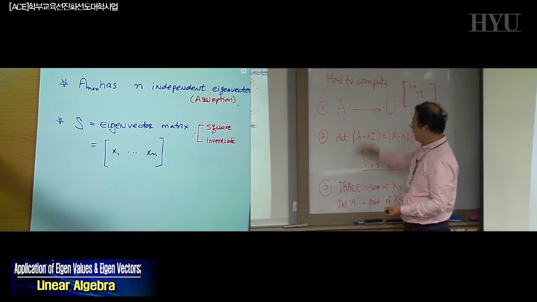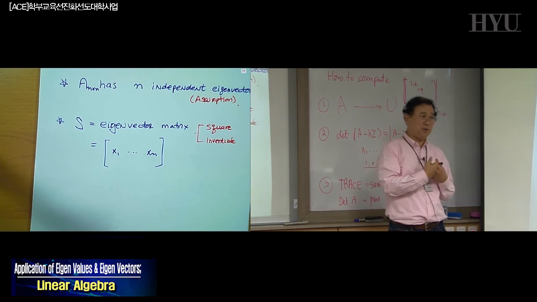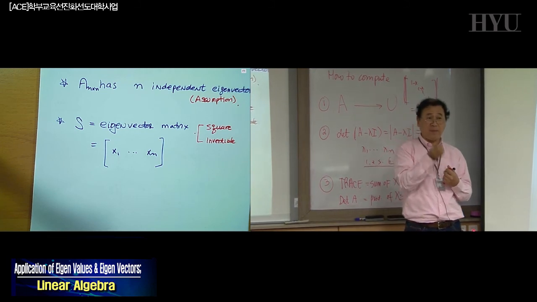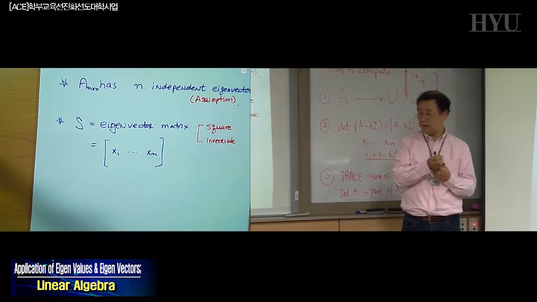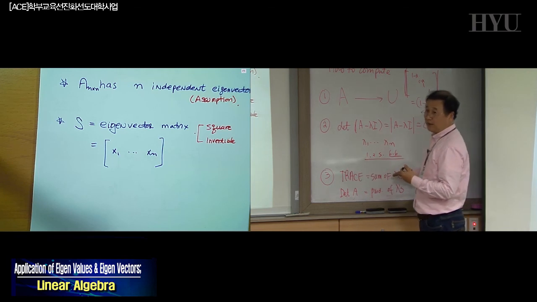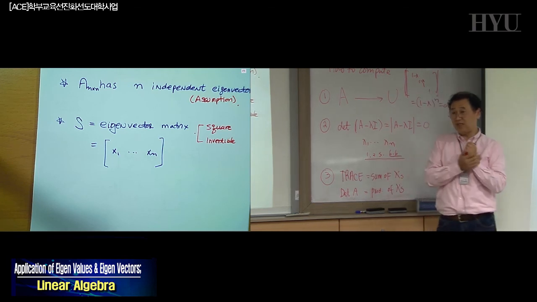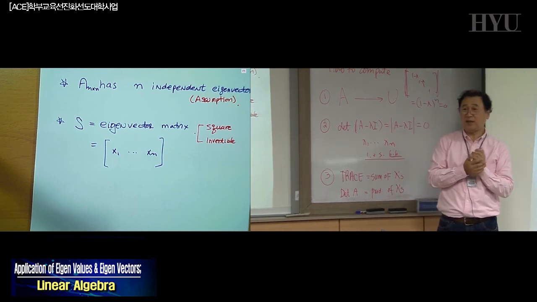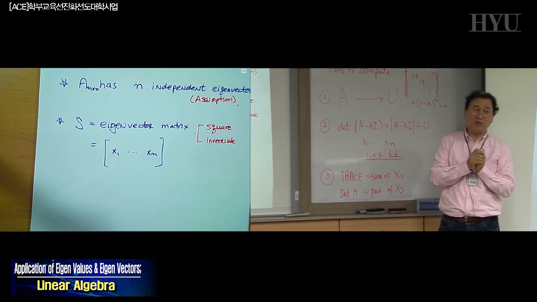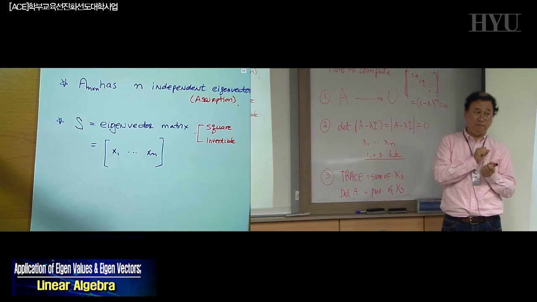Now you find eigenvalues. Then I also explained how you can find eigenvectors. When all these lambdas are distinct, we can find them easily. But when lambdas are not distinct, sometimes you are not able to find enough eigenvectors.